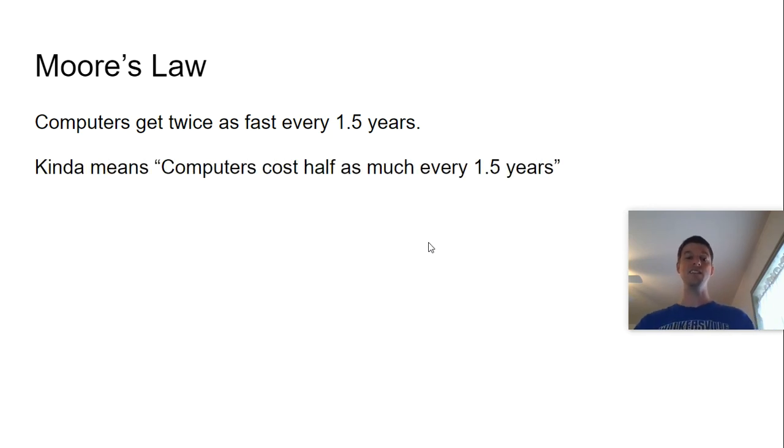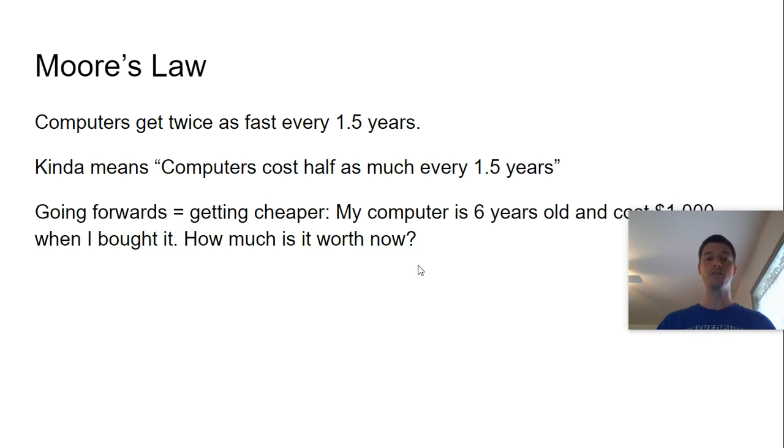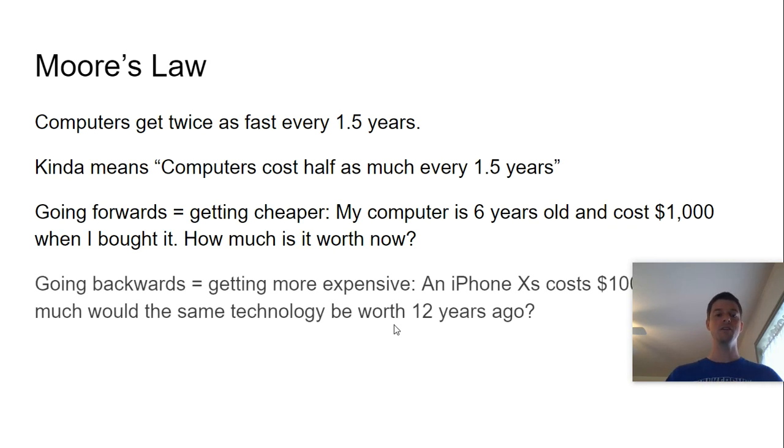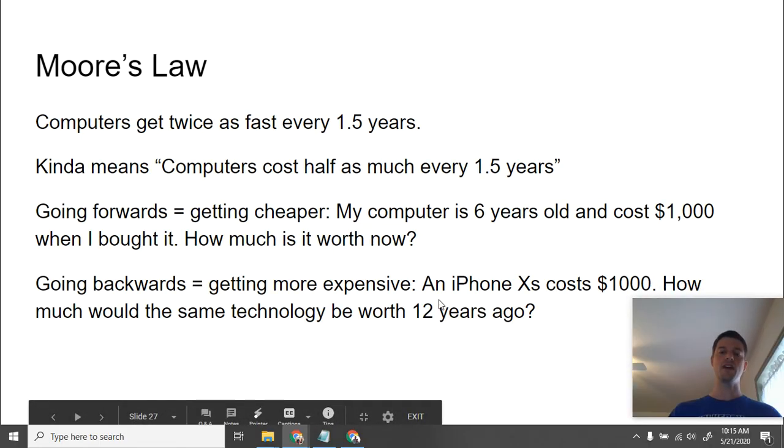And so what does that mean? That kind of means the same computer is going to cost half as much every 1.5 years. So going forwards means getting cheaper. And so I'm going to ask a question. My computer is 6 years old and cost $1,000 when I bought it. How much is it worth now? And the other thing is going backwards. Let's pretend you have an iPhone X that costs $1,000. How much would the same technology be worth, say, 12 years ago? And these numbers might blow your mind.